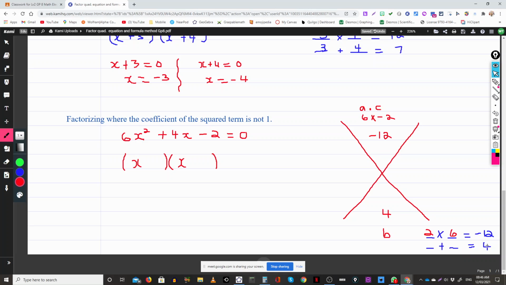Because this number is positive, the bigger number here has to be positive in order for you to get positive here. So the smaller number will be negative. So I'll put my negative here: negative 2 and positive 6. And see, if I multiply a negative and a positive, it gives you a negative. And if I add a negative and this positive, you subtract, take the sign of the bigger number, it becomes positive 4. So my two numbers are negative 2 and positive 6. So I will put my negative 2 here, and I will put my positive 6 here.